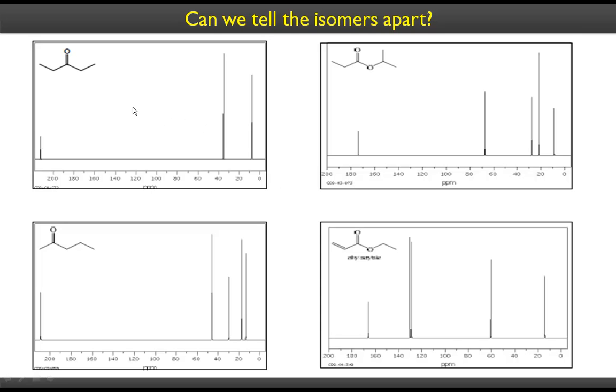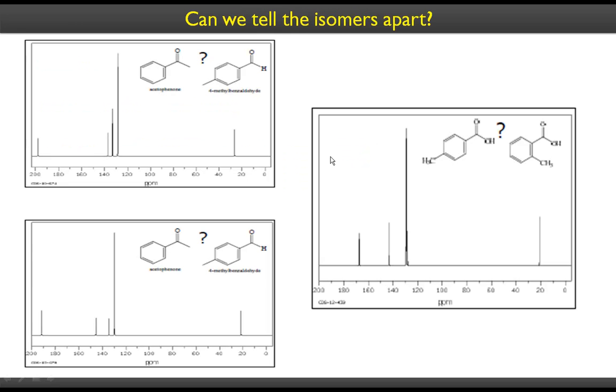And the same is true with other isomers. For example, these two have the same molecular formula, but depending upon the symmetry, either your spectrum is simplified, or if you don't have symmetry, your spectrum is complicated, or you get more peaks. In this case, you get fewer peaks. In these two examples, probably they're not isomers because one of them has a double bond, the other one does not. So you have a different type of NMR, right? Yes, we can tell the isomers apart in carbon 13 NMR.